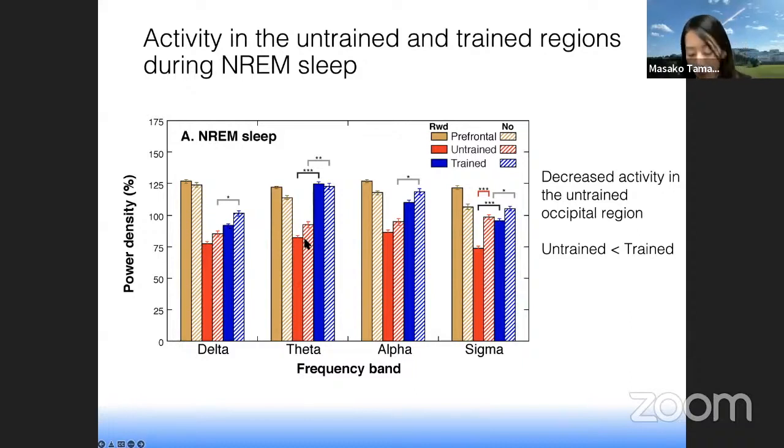So one of the main results from this is that we found the sigma band activity, which reflects the strength of sleep spindles and is found to be involved in memory processing during sleep, was decreased in the untrained visual area by reward during non-REM sleep.